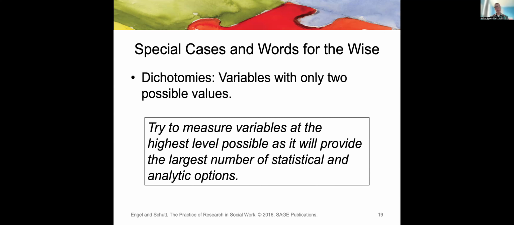Now, we try to measure these variables at the highest level possible, so that it'll provide the largest number of statistical and analytic options. To the extent that we can measure at an interval or ratio level, that's going to be better because then we can do more comprehensive statistical analyses. Sometimes you can only use an ordinal analysis. So typically we want to be higher rather than lower on that scale of nominal, ordinal, interval, or ratio.